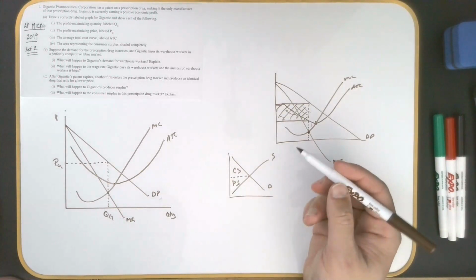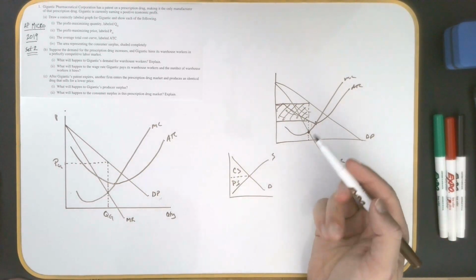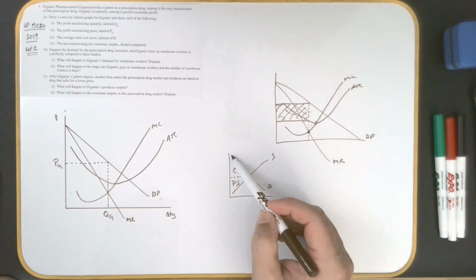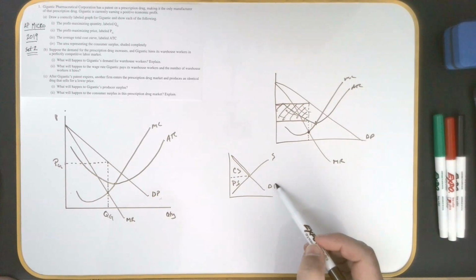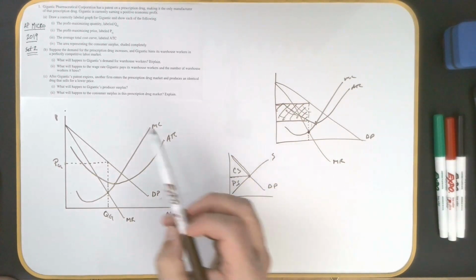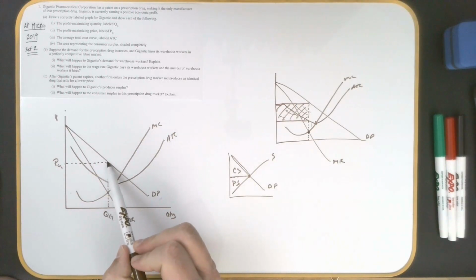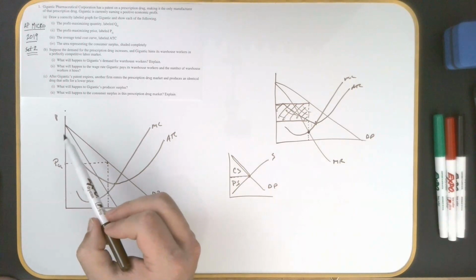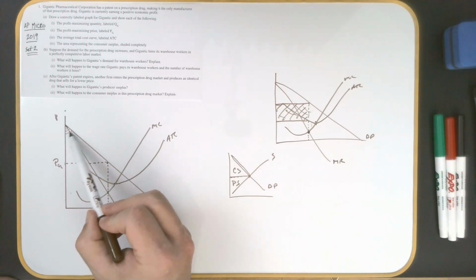So they're asking, what's the area representing the consumer surplus? Well, the consumer surplus, again, is going to be the difference between the demand price axis and the price. It's that upper triangle. You can see there's the price. This upper triangle here is representing that one right there. So shaded completely, I'm just going to cross-hatch that right here.